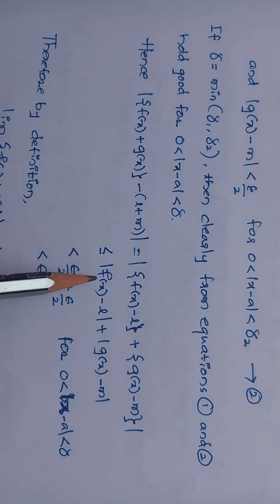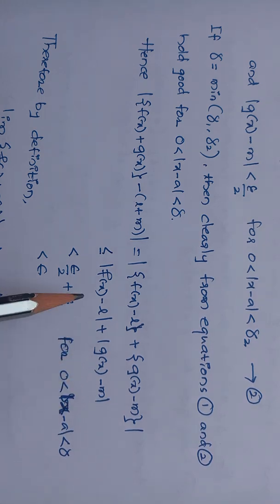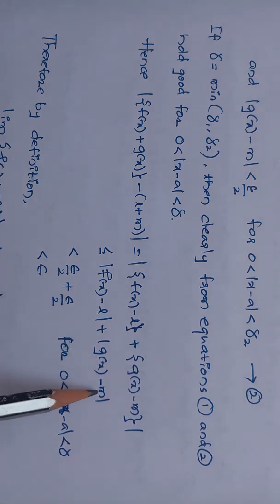So this is less than or equal to modulus of f of x minus L plus modulus of g of x minus m. So you know that modulus of f of x minus L is less than what? Epsilon by 2, and modulus of g of x minus m is less than what? Epsilon by 2, for 0 is less than modulus of x minus a is less than delta. So half epsilon plus half epsilon, so you get here epsilon.